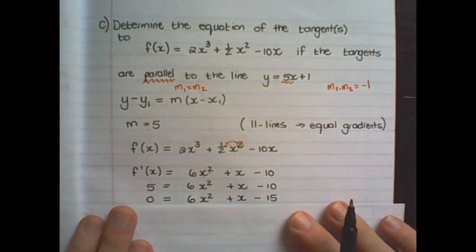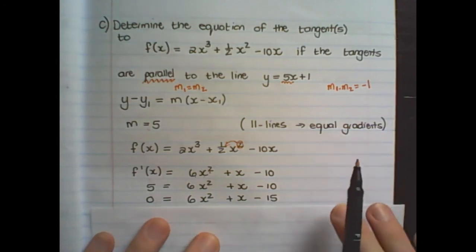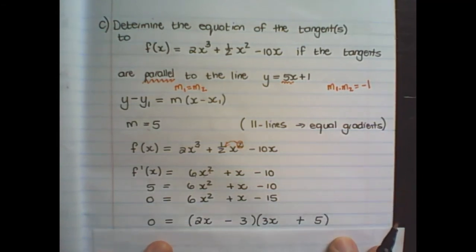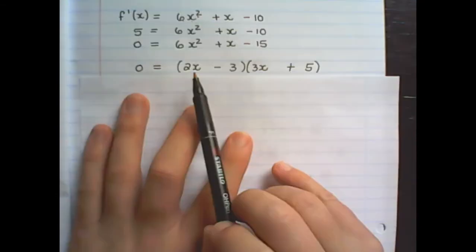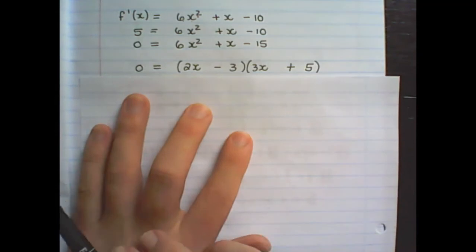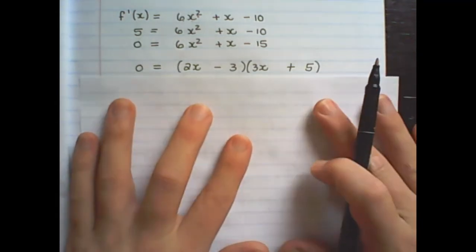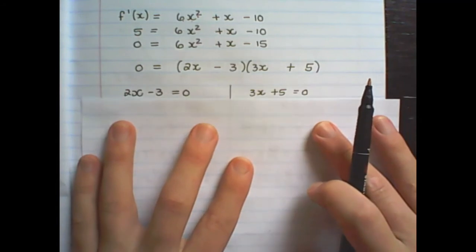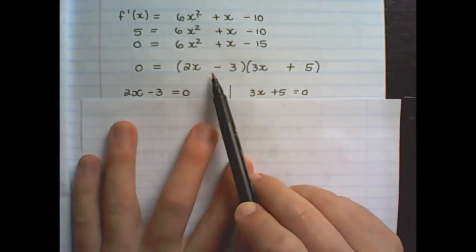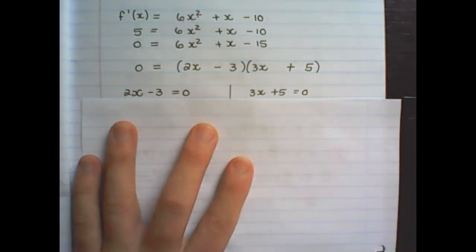And now I write it in standard form by moving the 5 over. Next, we need to factorize. Remember, if you can't factorize or you're not comfortable with factorizing, you can still solve x using the quadratic formula. Now I have two values of x. So 2x minus 3 equals 0 and 3x plus 5 equals 0.